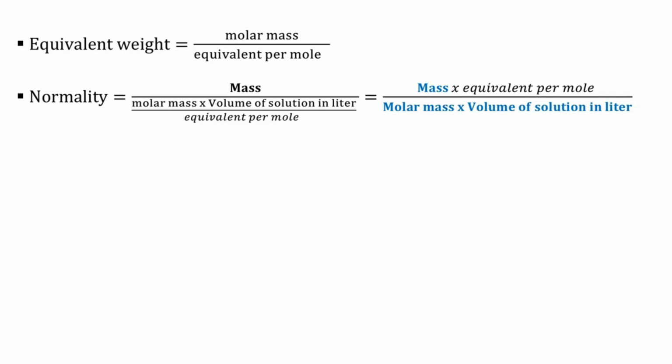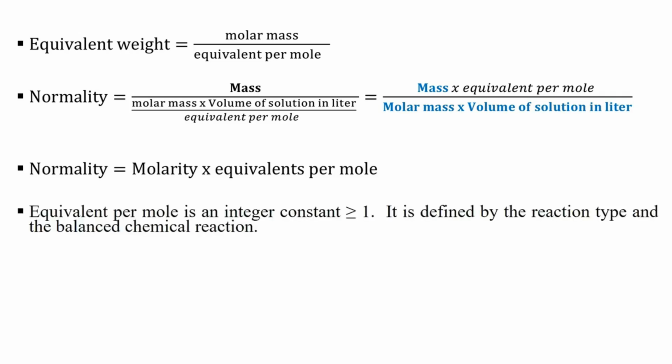Then we can say that normality is equal to the molarity times the equivalent per mole. So the term equivalent per mole is coming, and this equivalent per mole will be determined depending on the reaction type and on the balanced chemical reaction. So it's up to you to determine the equivalent per mole.